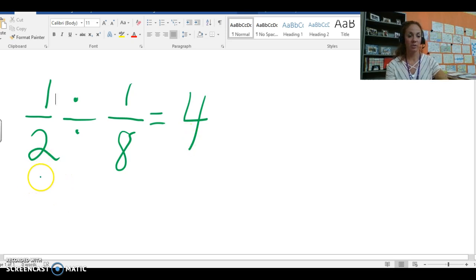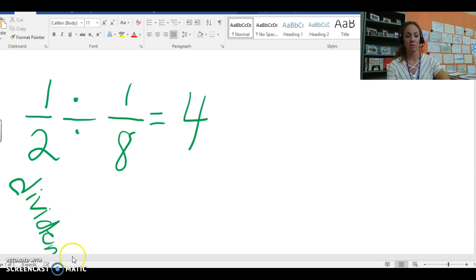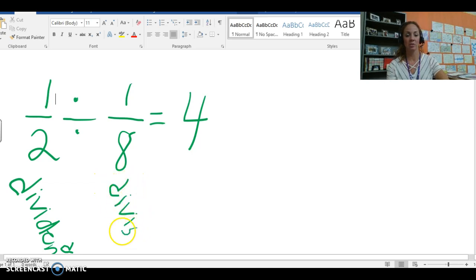Just like we talked about in our last video, the first number here is called the dividend. This next number, I'm going to add the D over here. The 1/8, the second number, is known as the divisor. And then the answer is the quotient.